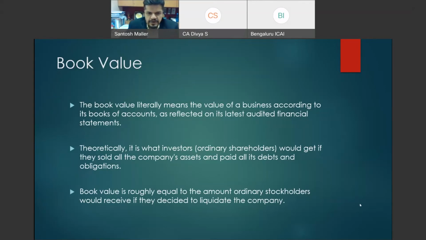Theoretically, it is what investors or ordinary shareholders would get if they sold all the company's assets and paid off all its debts and obligations.